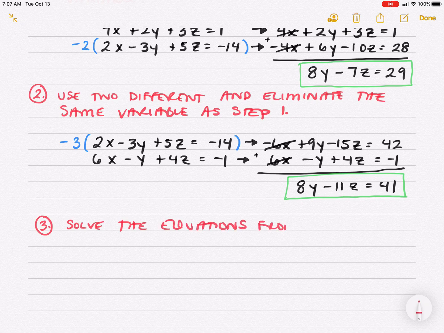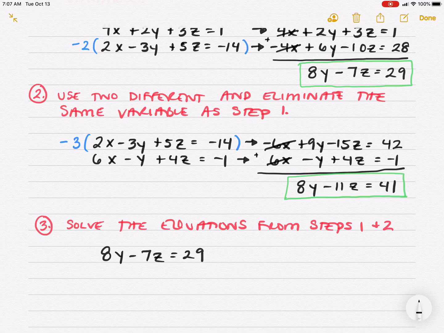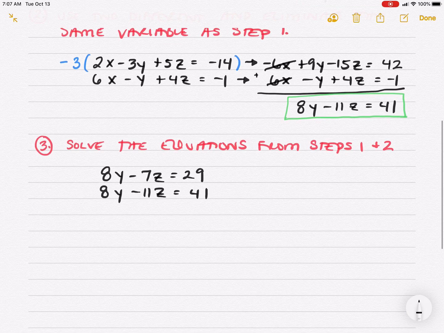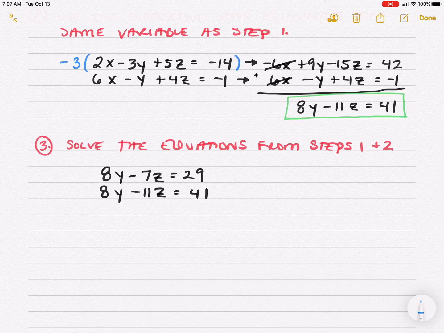And finally, we'll have our first variable solved for. So the first equation is 8y minus 7z is equal to 29, and the second equation is 8y minus 11z is equal to 41. And so now we're free to eliminate either variable that we want, but I think it's pretty obvious that eliminating the y's is going to be the easier choice.